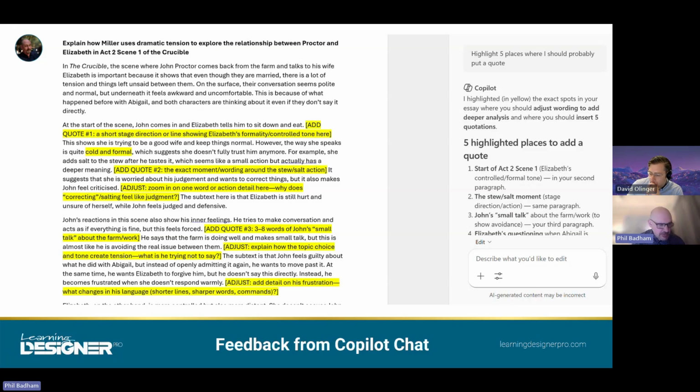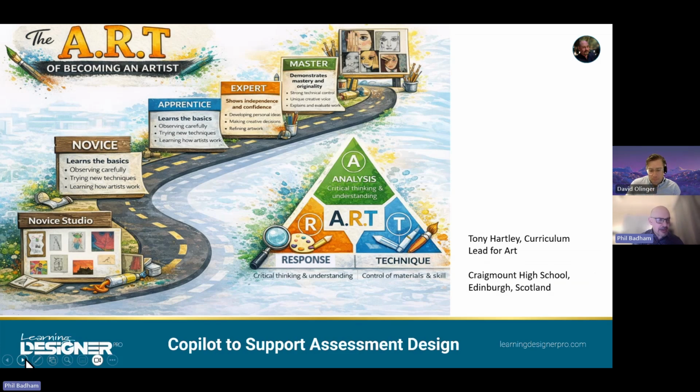So that's one of the ways that we can use Copilot Chat within the actual apps that you're working on in 365. And just to show you how teachers are actually using this as well, this was something that I saw today in a school that I was working in, in Scotland in the UK. And this is Tony Hartley, who's the curriculum leader for art at Craigmount High School.